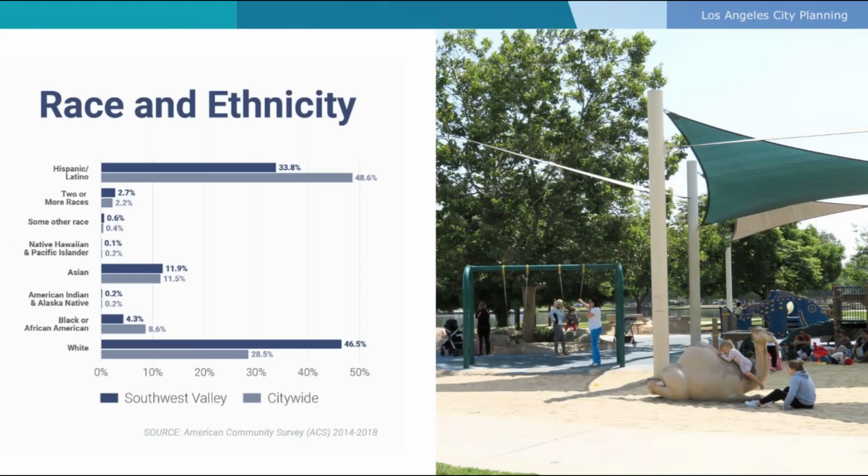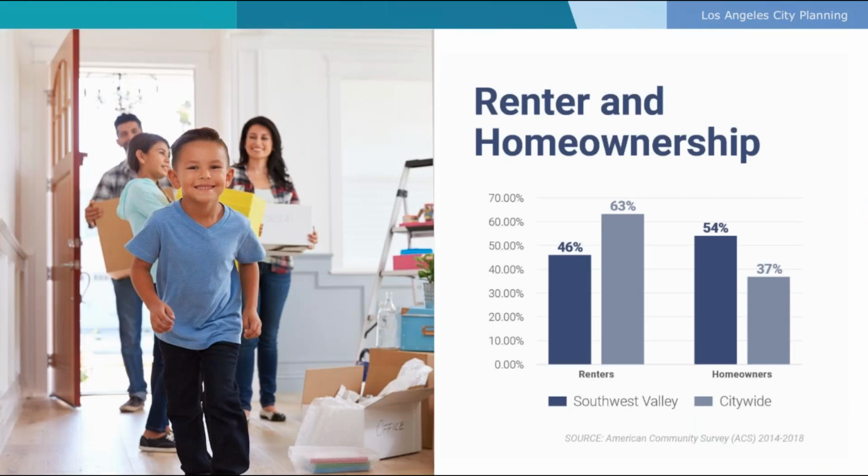Regarding race and ethnicity, when compared to the city of LA as a whole, a much greater share of the population in the Southwest Valley identifies as white, while significantly fewer residents identify as Hispanic or Latino than do so citywide. A smaller portion of the Southwest Valley's population identifies as Black or African American than do so in the city as a whole as well. Regarding household tenure, Southwest Valley households are more likely to own their homes than to rent them, whereas citywide in Los Angeles, more residents rent than own.